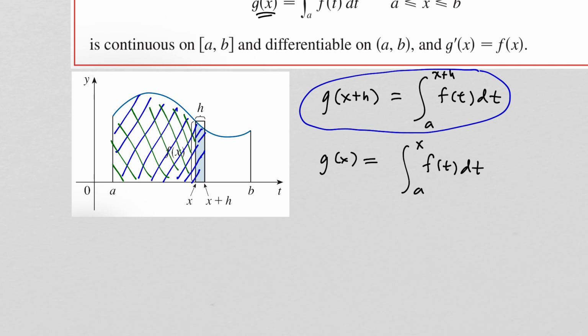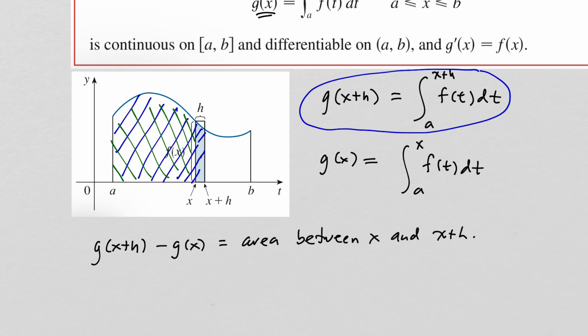So if I take a look at the expression g of x plus h minus g of x, this would be the area between x and x plus h. And this is true because I'm simply taking the total area from here to here, which is all of this area, and I'm subtracting off the area from here to here. So this quantity would simply be this area under the curve.